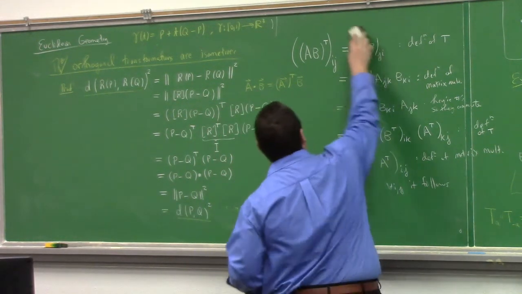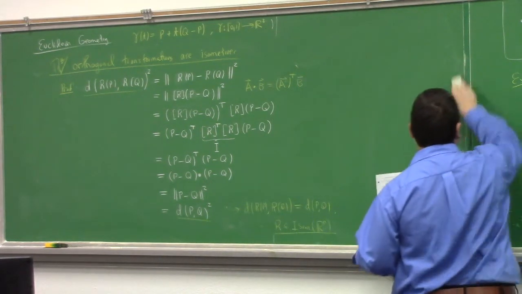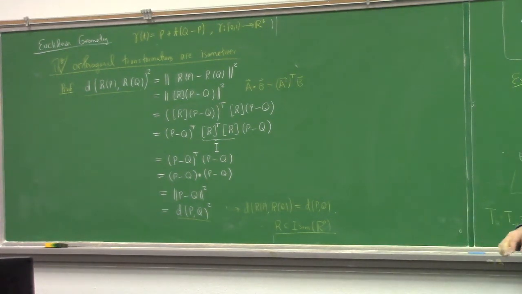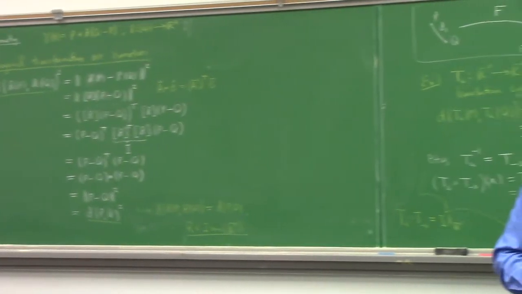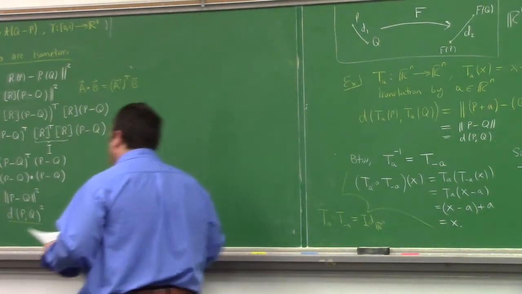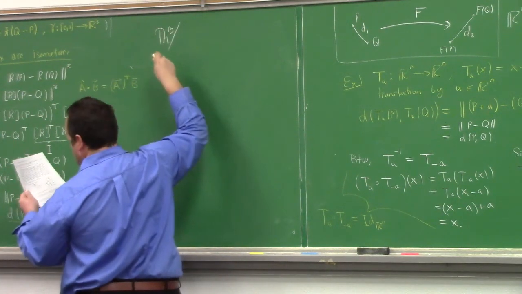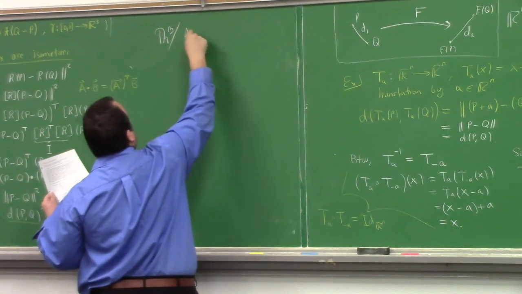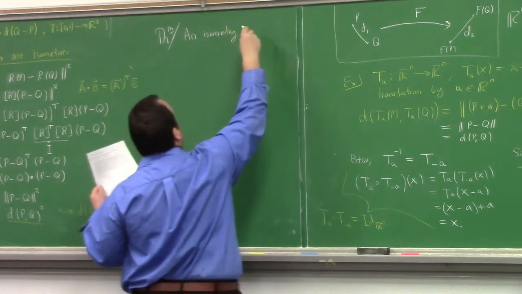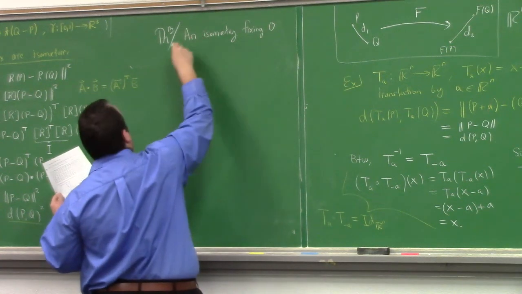At this point, we no longer need the sock shoes, so I'll erase it. By the way, I don't expect you guys to prove sock shoes in here, obviously. You just use it. Theorem: an isometry fixing 0 is an orthogonal transformation.